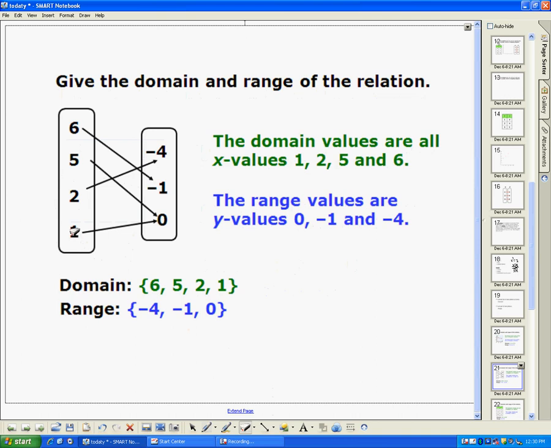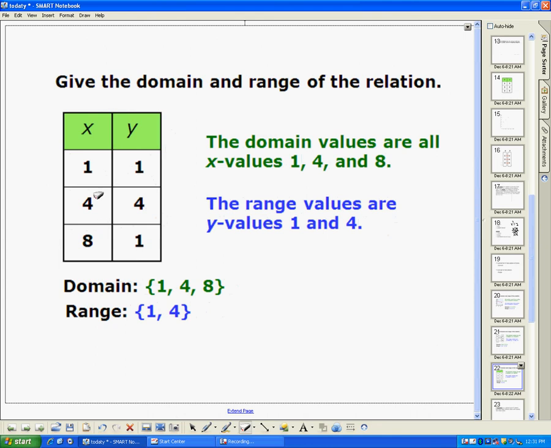If we're looking at a mapping diagram, again, our domain is all these numbers, so 6, 5, 2, and 1. And our range is -4, -1, and 0. And here's an example of how two different x values can have the same y value. So when x is 5, y is 0. When x is 1, y is 0. And that's okay. That can work.